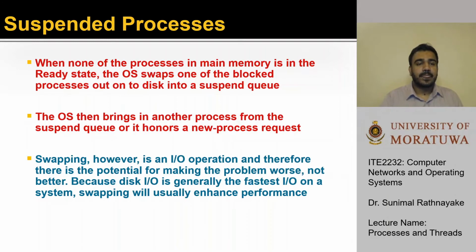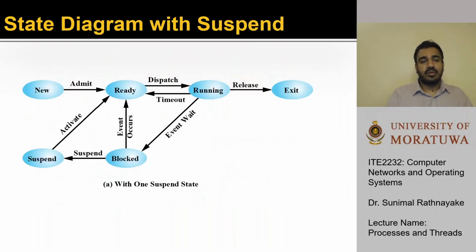So when there are no processes in the memory that are in the ready queue, the operating system can bring in some new process from some suspended queue, if there's a suspended queue, because the process is actually idling, and the current processes that are scheduled on the processor cannot run due to the block state. And this is what the suspended process is all about.